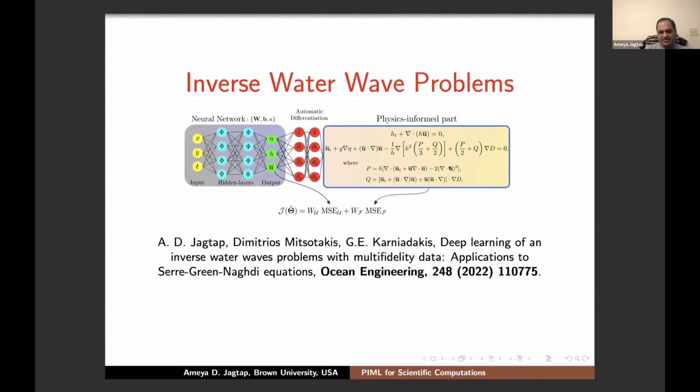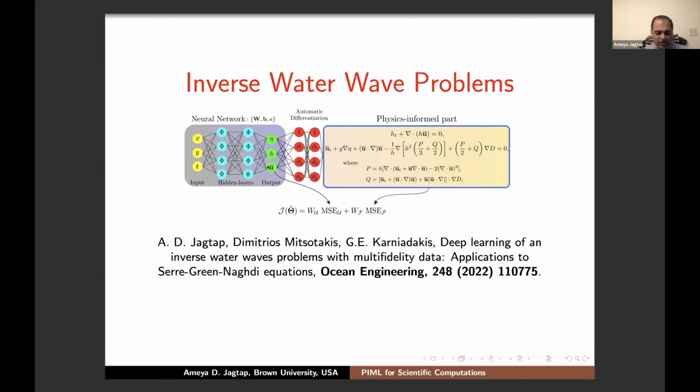The next example is the inverse water wave problem. Basically, we are solving the Serre-Green-Naghdi equations here. You can see them in this box. We have eta, which is the surface wave height, H, the bottom topography, and U bar, the velocity.